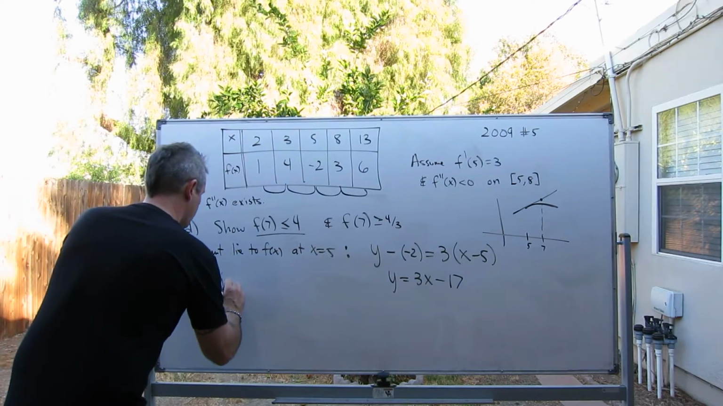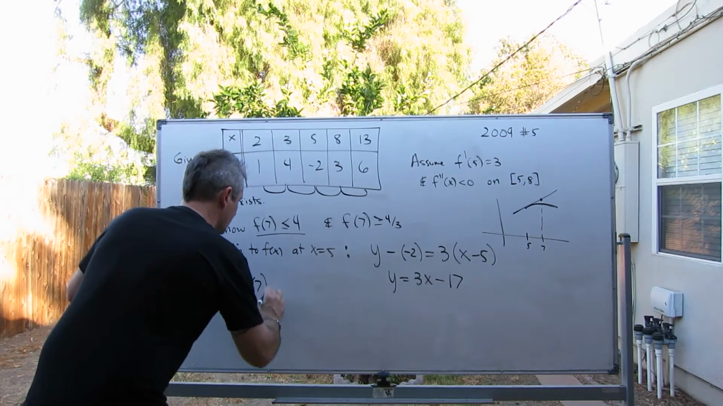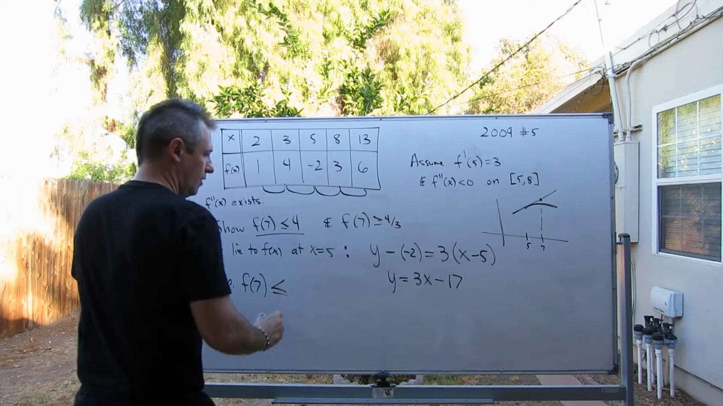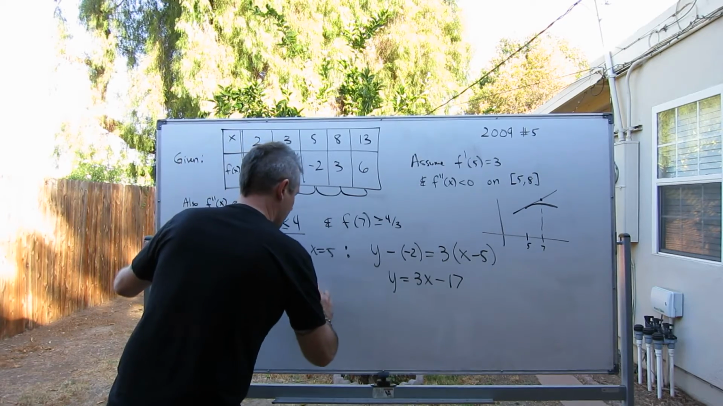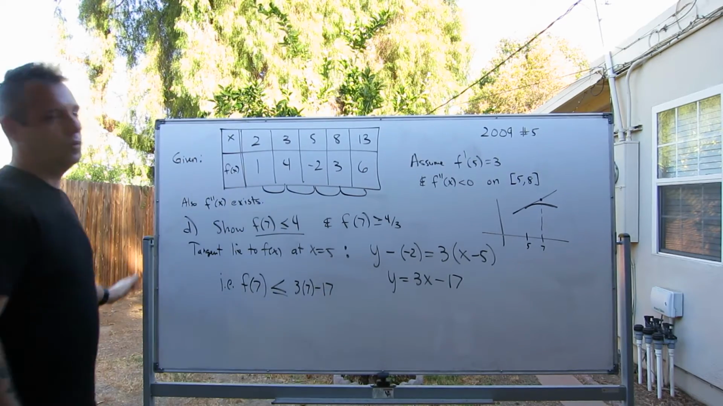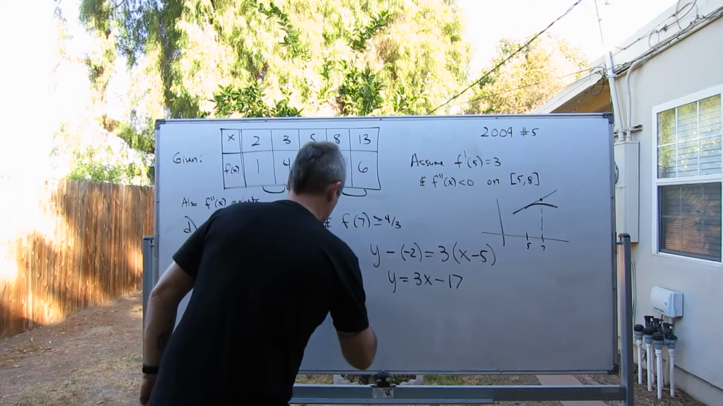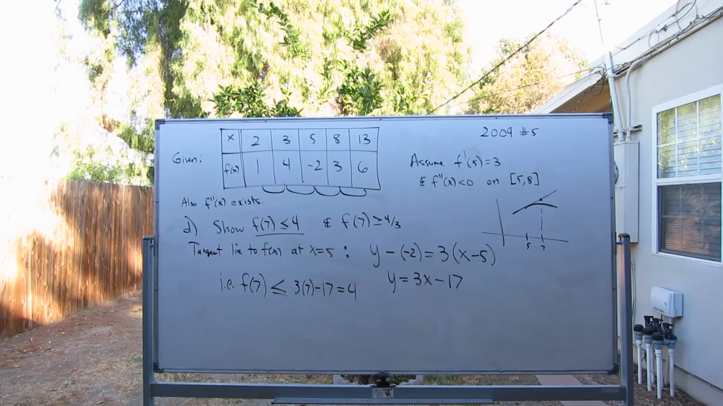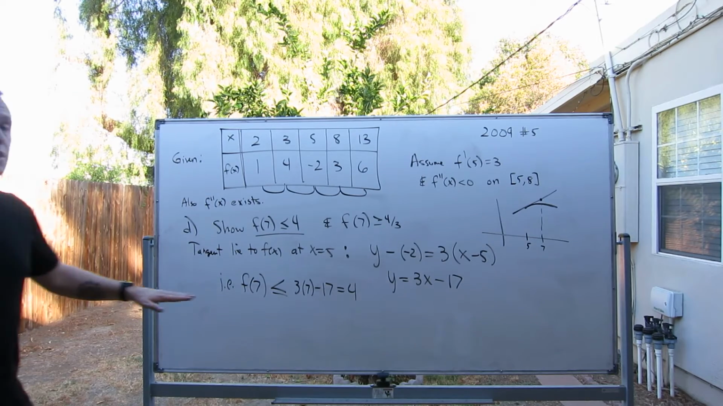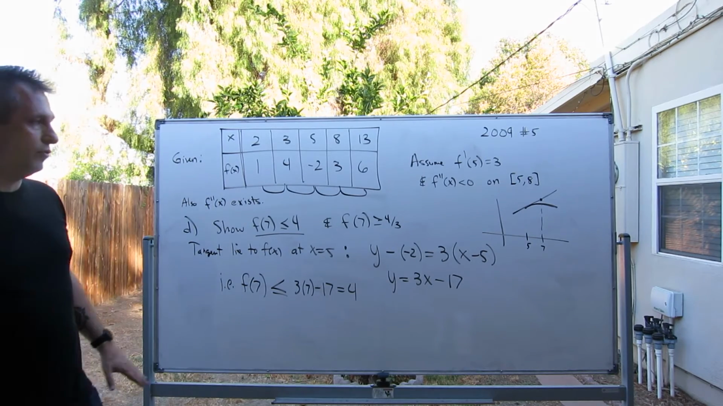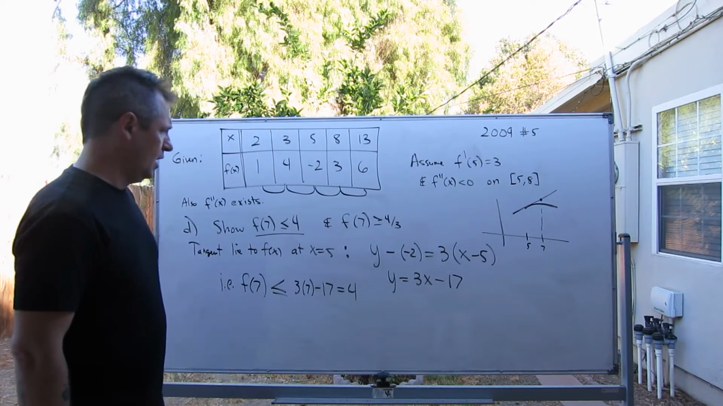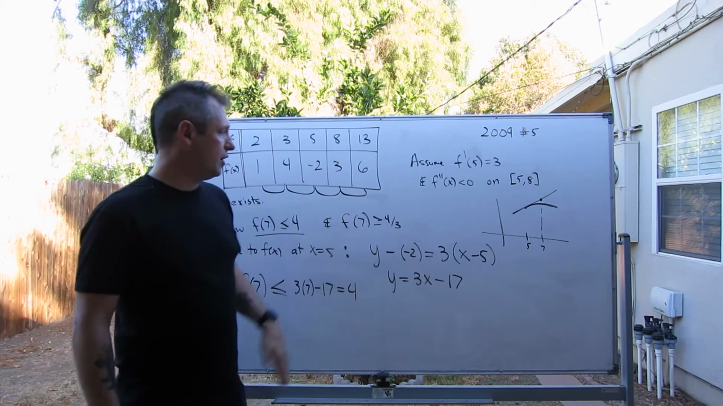That is, f of 7 is less than or equal to, plug 7 in here, and we get 3 times 7 minus 17, which is 21 minus 17, which is 4. And there we have it. So this is why f of 7 has to be less than or equal to 4. I'm using the concavity and the fact that I know that it's always concave down. Now we also want to show that f of 7 is bigger than 4/3.